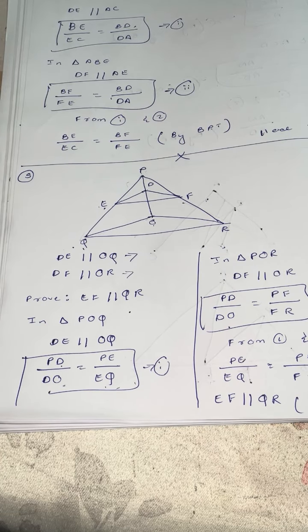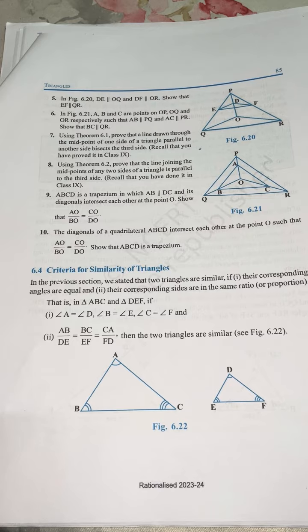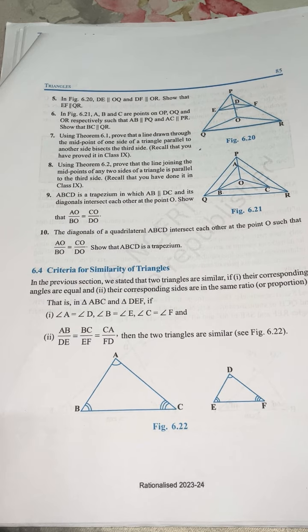Let us see the next one, that is number 6. If you are confused, practice more, especially with proofs. The more you practice, the more you will understand the sum. If you practice only one sum, you may remain confused. Try to practice more than once. The theorem here is the BPT.